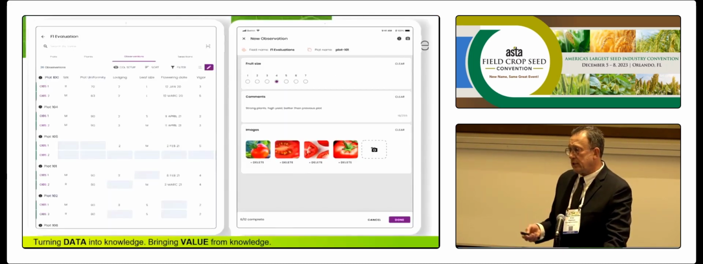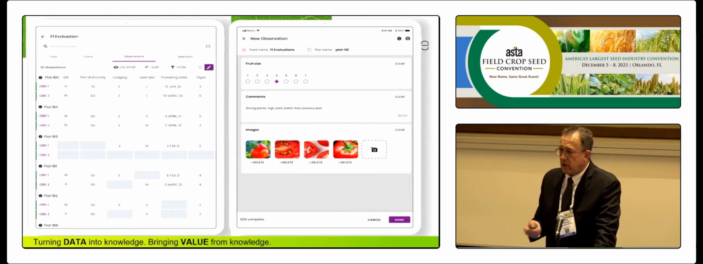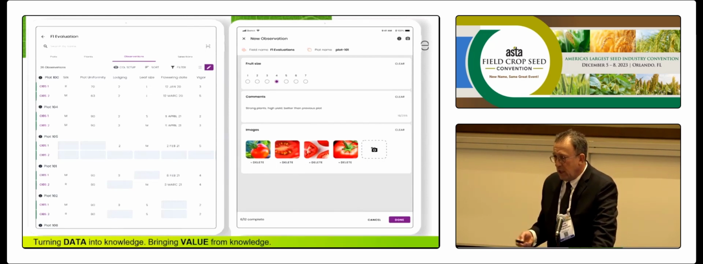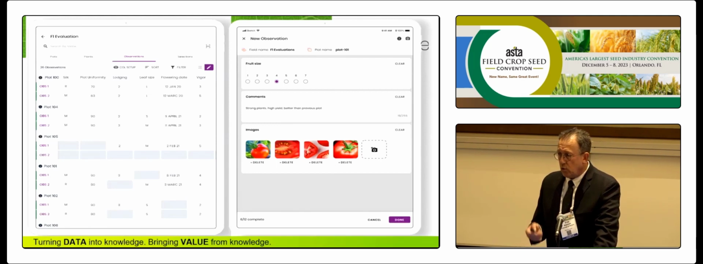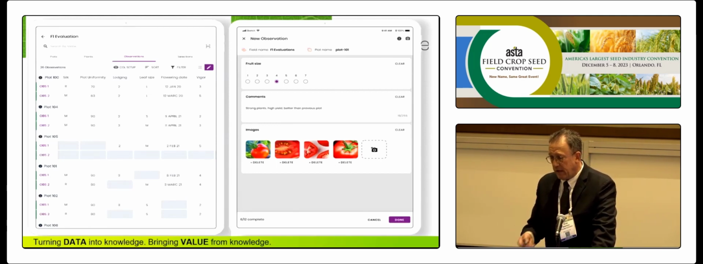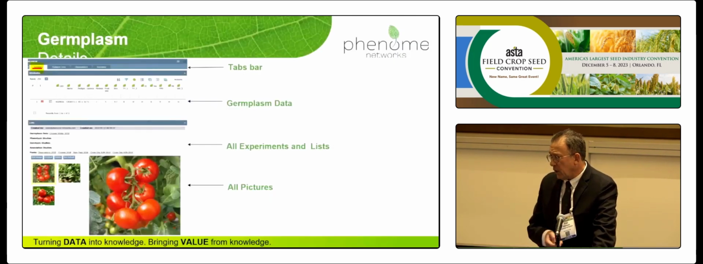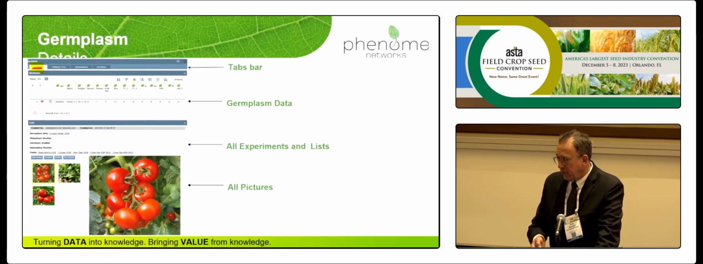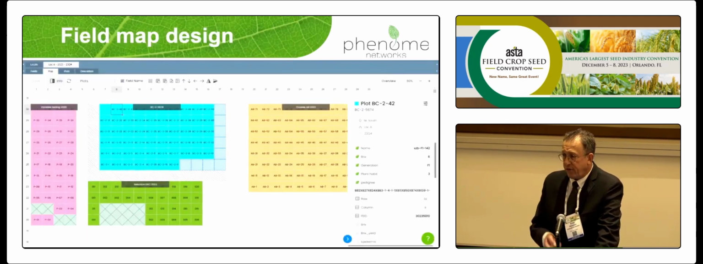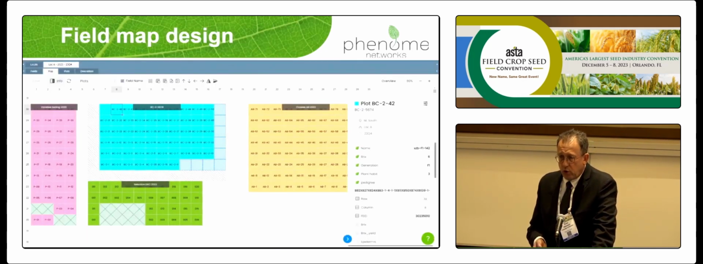Then this is the ability to collect observations in the field. As I mentioned before, unification. All of your data is going to be collected on the same scales, so wherever you are, you know that all of your data is of the same level. All of the data on all of your germplasm is available. This is our field map design ability, when you're going to design your field maps.